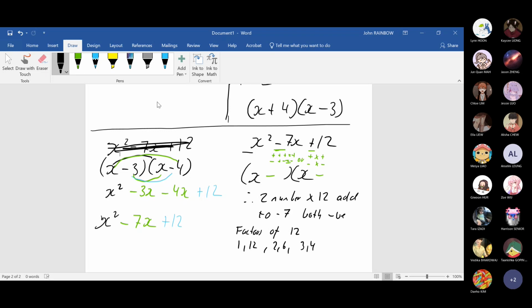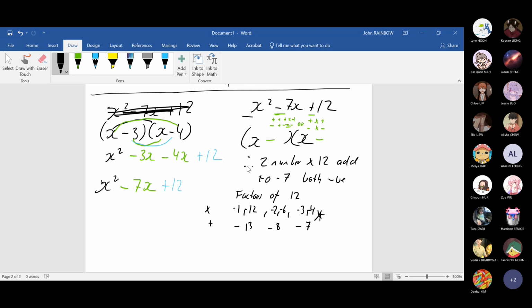Which ones add? Oh, we know they both need to be negative. So it could be -1 times -12, -2 times -6, or -3 and -4. -3 and -4, bingo. That adds to -7. This would add to -8. This would add to -13. Multiplies, adds to. So I know it needs to be 3 and 4.